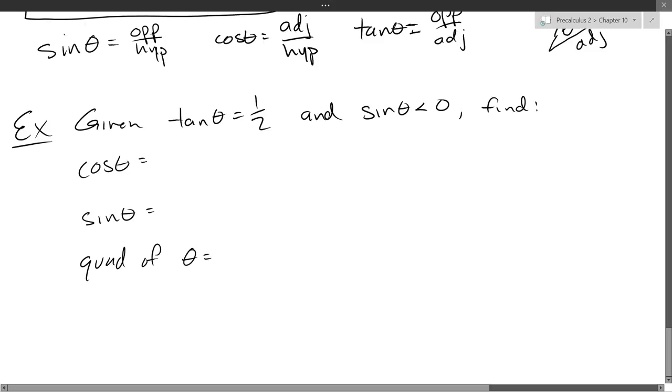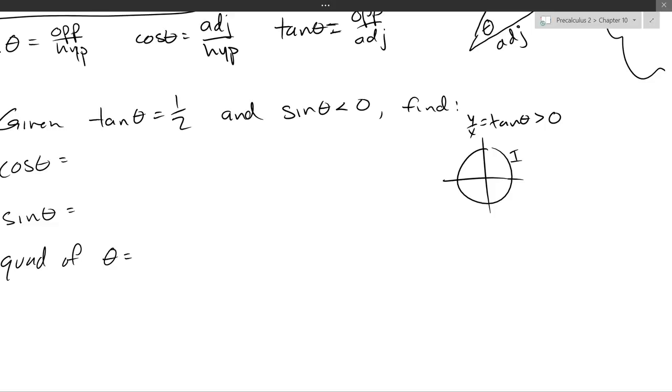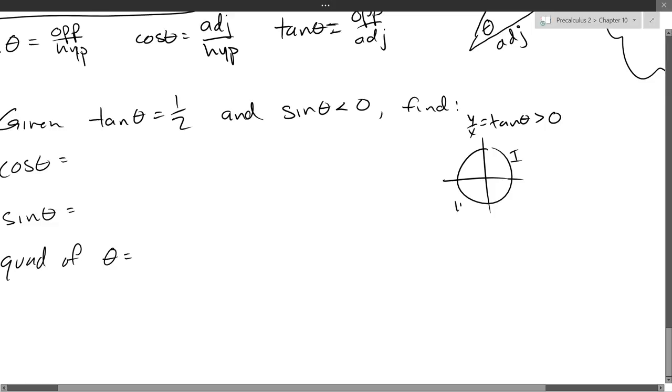Let's get quadrant first. All right, tangent is positive right here. What two quadrants is tangent positive? So definitely everybody's positive in quadrant one. So we got quadrant one. Now what other quadrant is tangent positive? Tangent is y over x. So how do you get a fraction to be positive? Either y and x are positive, quadrant 1, or y and x are both negative, quadrant 3. So either in 1 or 3.